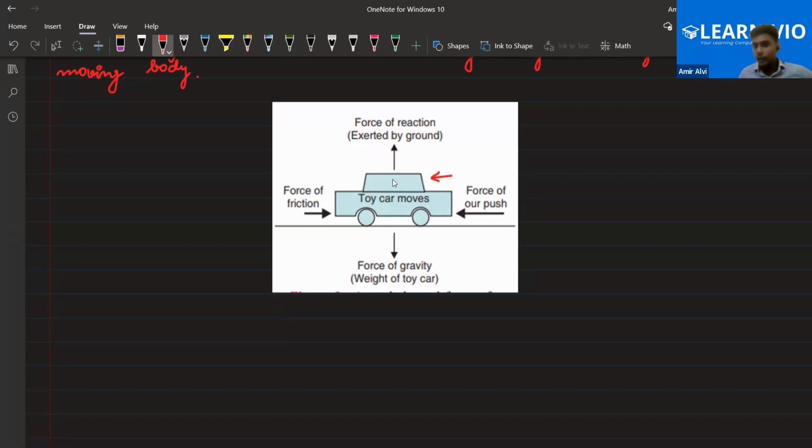These two forces are not balanced, but these two forces are balanced, because the reaction exerted by the ground on the car will be equal to the force of gravity. But the resultant of all the forces is not coming out to be zero, because this force is greater. It is producing the motion. So that's why this is a category of unbalanced force.